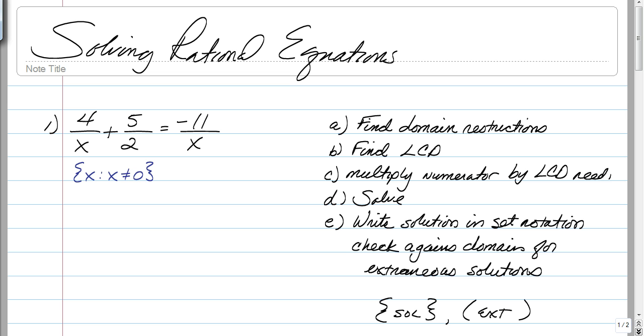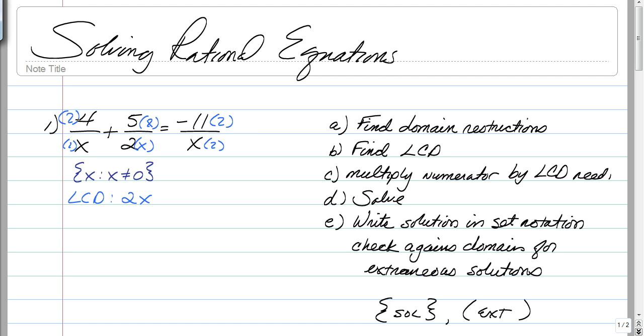So now we have to find our least common denominator. And for this, it looks like we can turn a 2 into a 2x and an x into a 2x. So our LCD is 2x. So part C, we have to multiply the numerator by what we need to get our common denominator. So this needs a 2 to make it 2x, so top and bottom. This needs an x on top and bottom to make the denominator 2x, and this denominator needs a 2, so we multiply 2 to the top and bottom.